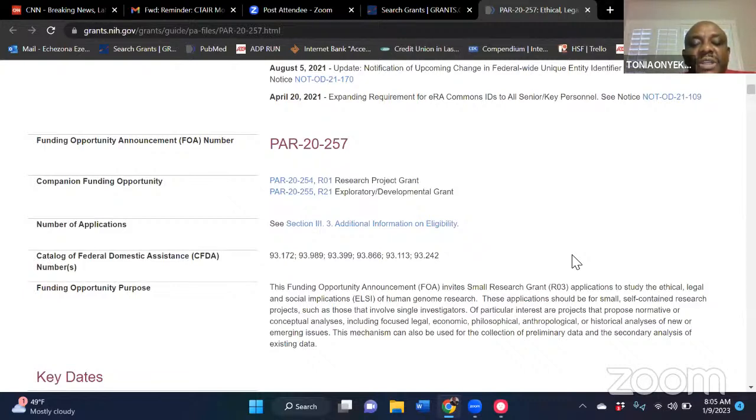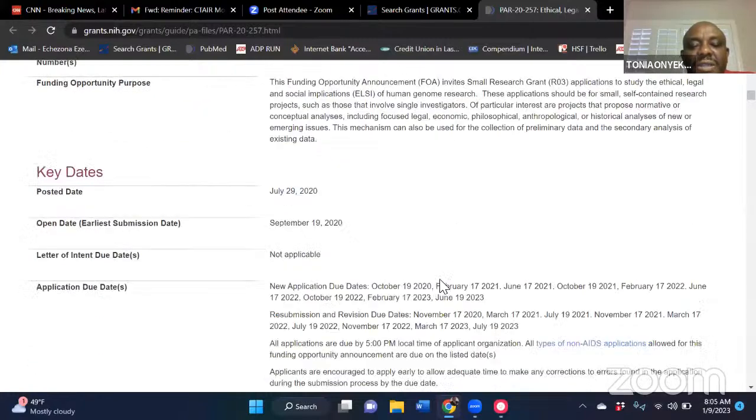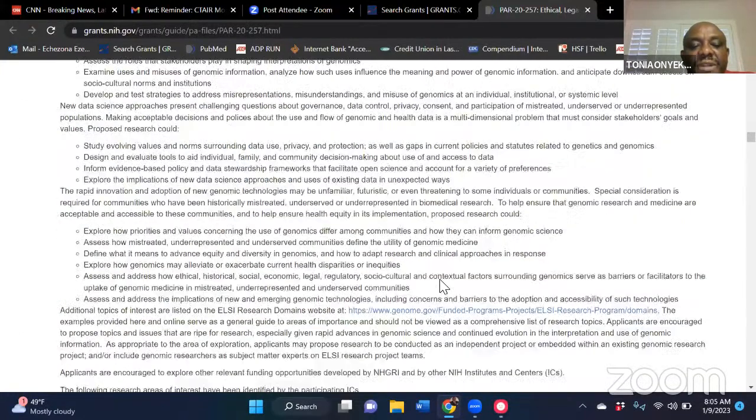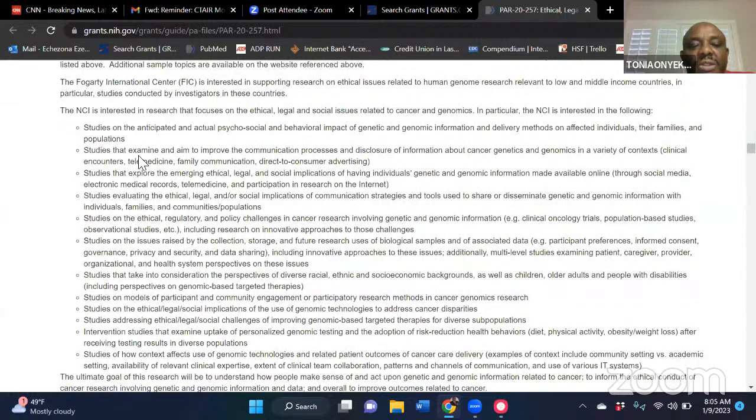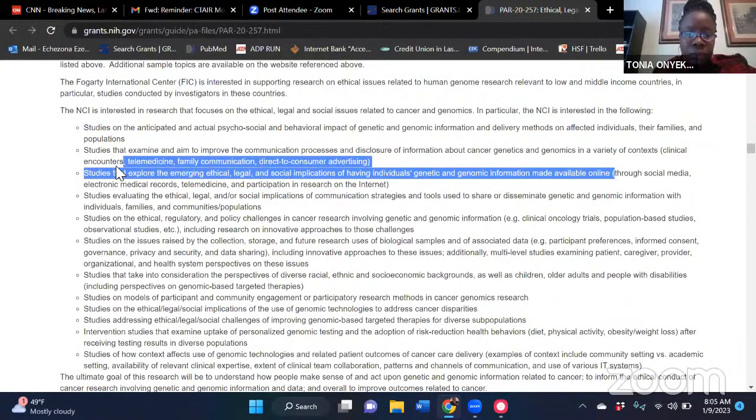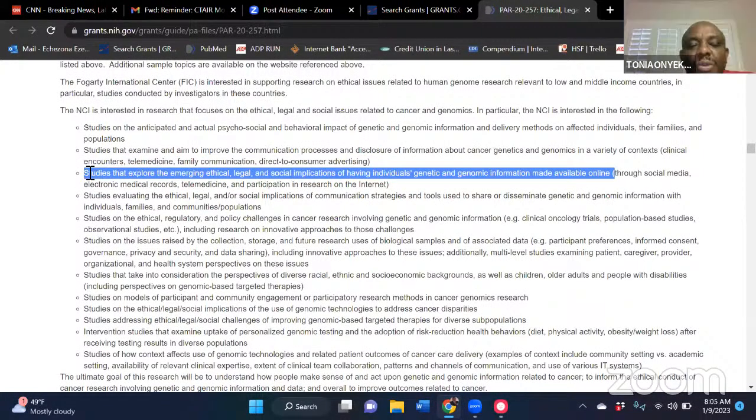And that's why for this same application, for example, that we looked at, that is still on this screen, you can have different areas. Somebody may be looking at studies that examine and aim to improve this, while some other person is doing studies that examine the emerging ethical implications of having individual genetic information made available online. So these are different things. This one, making it available online, may be somebody from computer science who is doing this. So again, you do not have to be a doctor or a medical person, but you have to be interested in health, because all of this is health. It's the National Institute of Health.